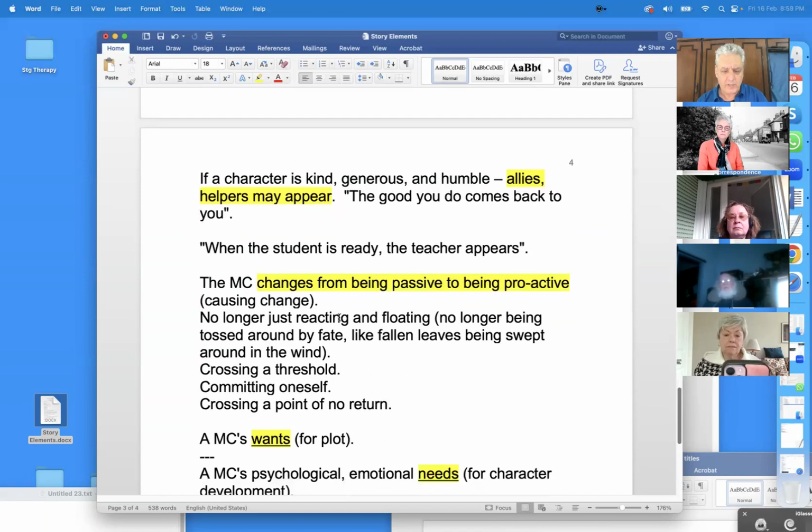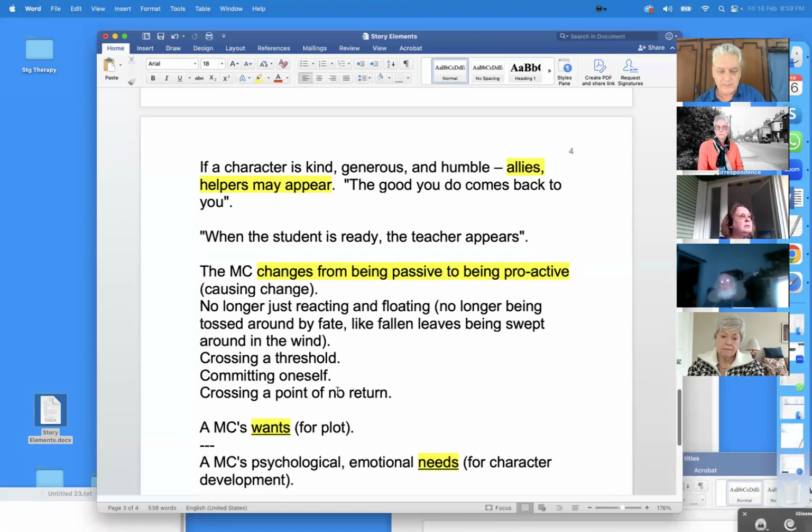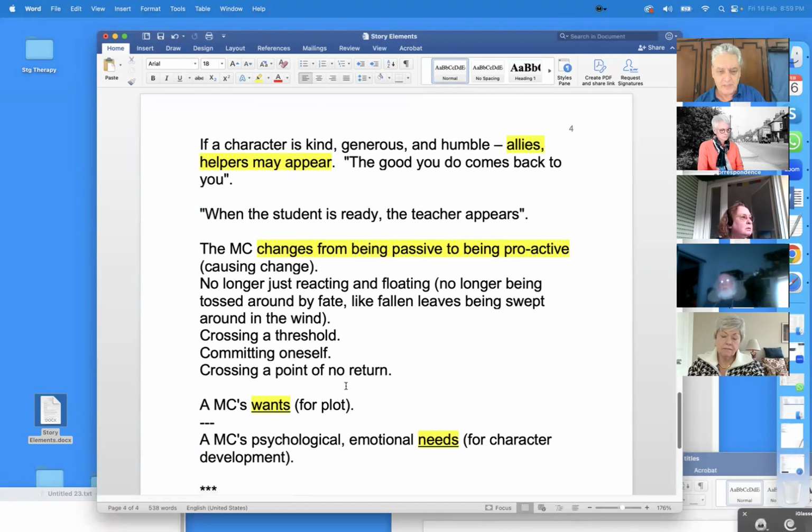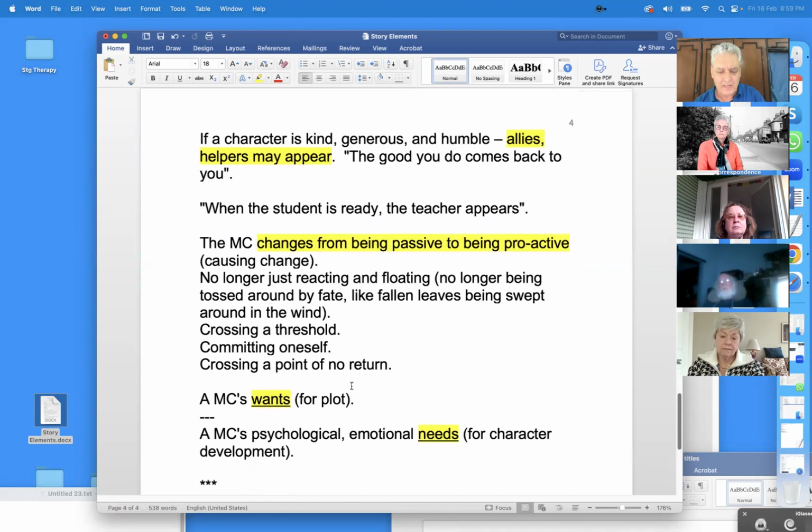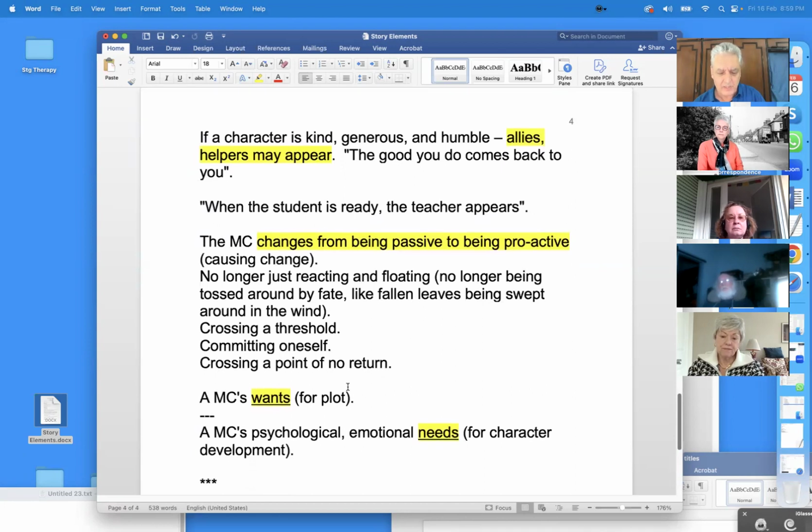There's a point in a story, perhaps, where the main character, at first she's been floating and reacting, but at a certain point she crosses a threshold and really commits to doing something, and crosses a point of no return. And that's where the plot really thickens, and we're heading towards the big moment.